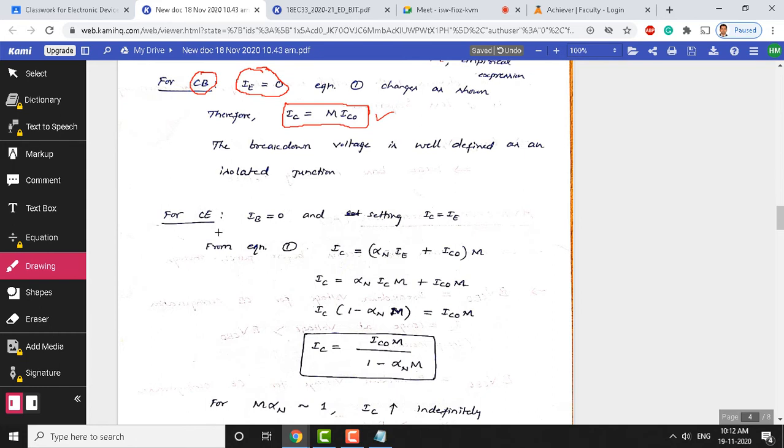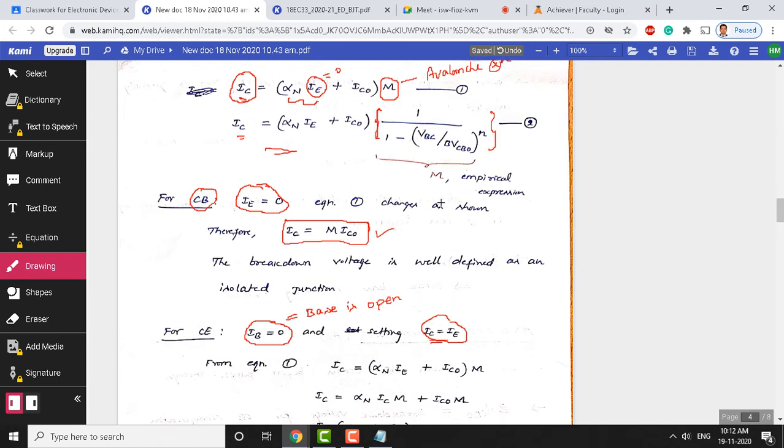Let us see the similar thing for the common emitter configuration. Here the condition is IB must be 0, that is, the base must be kept open. This indicates that the base terminal is open. That means we are not allowing any current to flow into the base, and whatever emitter current flows goes straight to the collector. So we are equating IC and IE in equation 1. If we now set IC equal to IE and IB as 0, there is no IB term, nothing to worry about there.